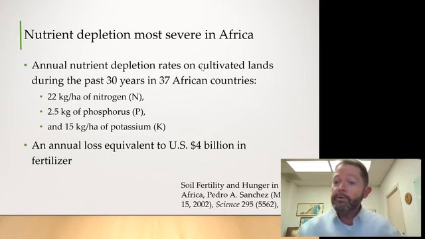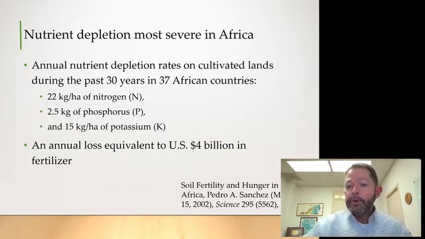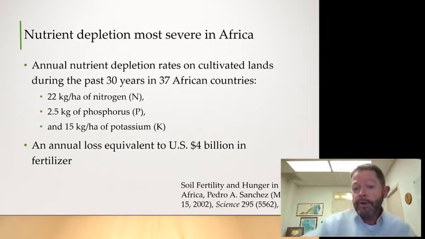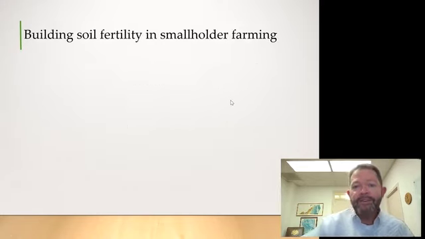Nutrient depletion is most severe in Africa. Annual nutrient depletion rates, you can see this is from 2002, but I don't think it has changed since then. It adds up over time. I'll just say that. So how do we build soil fertility in smallholder farming?